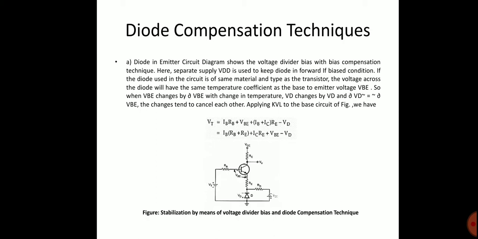Applying KVL to the base circuit, we find the base current and collector current. We see the structure in the figure. In the diode compensation technique, the diode is inserted in the forward direction on the emitter side. It is a stabilization of voltage divider bias, a compensation technique method.